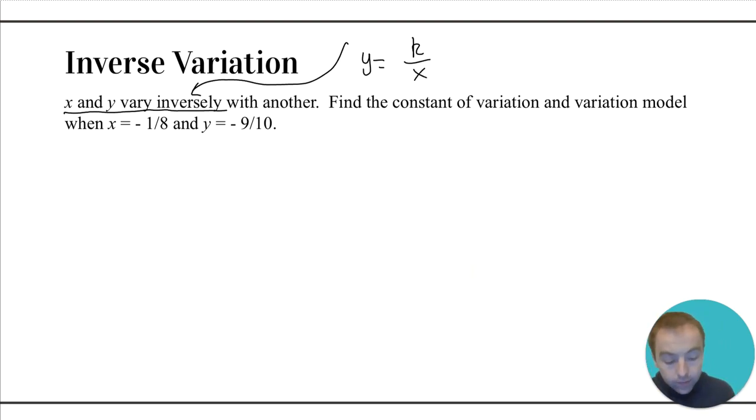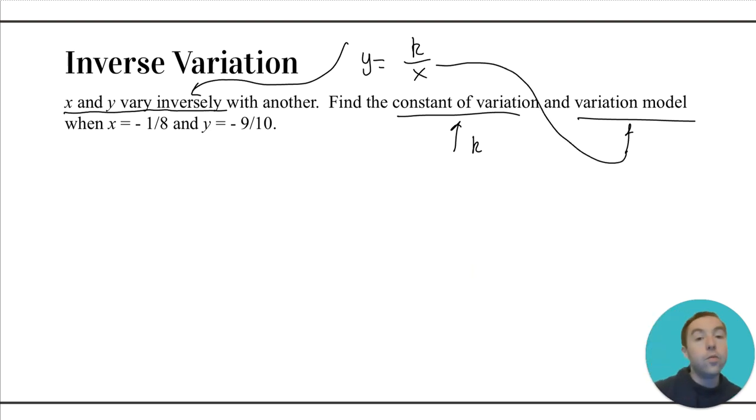What we want to do is find the constant of variation, and then also the variation model when x equals -1/8 and y is equal to -9/10, right? So constant of variation just means to find that k number that fits the model, and then our variation model, of course, has to be that y equals k over x, because it's inverse variation.